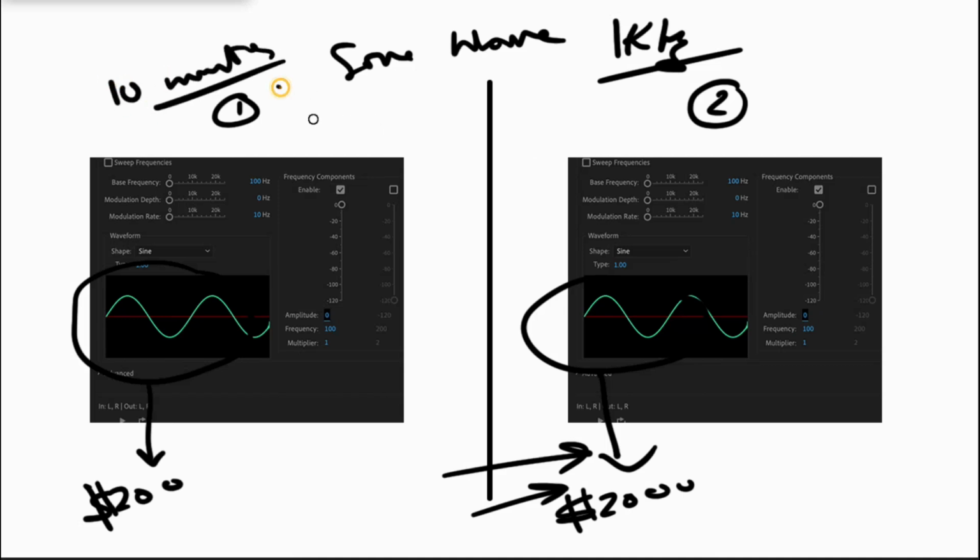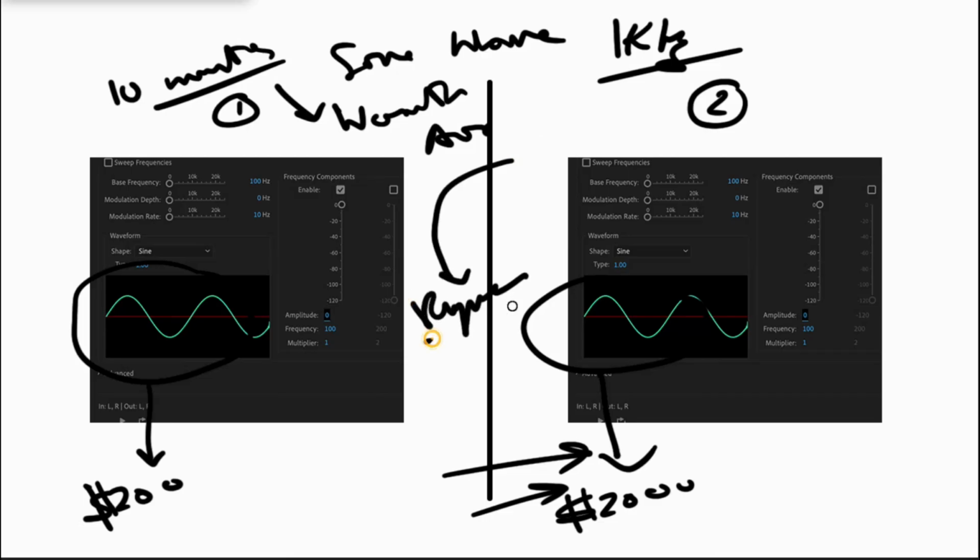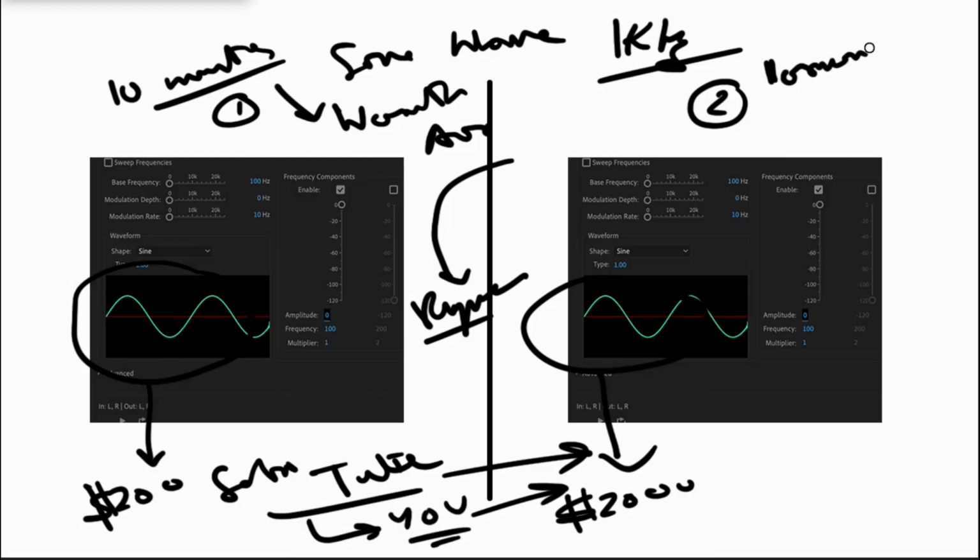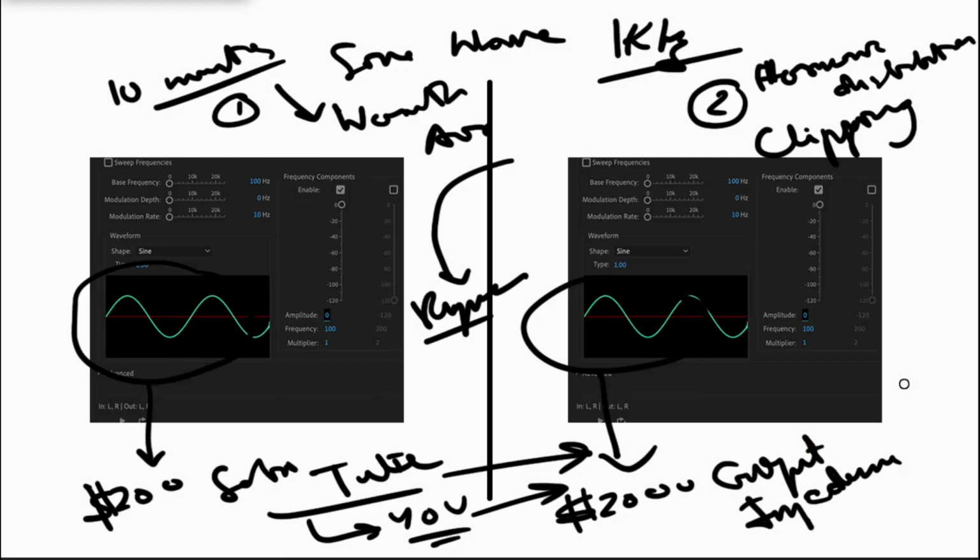What I'm going to do in the next couple of minutes is, without using buzzwords like warmth and air, explain the physics behind solid state and tube so that you know exactly which one you should go for. We'll basically look at harmonic distribution, clipping, a hidden output impedance, and a couple of more things.